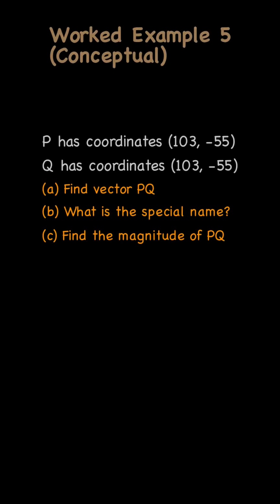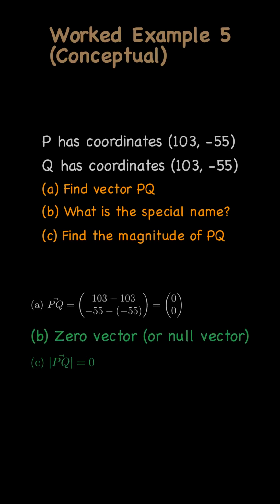Worked example 5. P has coordinates 103, negative 55. Q has the same coordinates 103, negative 55. Part A, find vector PQ. Part B, what is the special name of this vector? Part C, find its magnitude. Solution. Part A, PQ equals 103 minus 103, negative 55 minus negative 55, which is the column vector 0, 0. Part B, this is the zero vector, also called the null vector. Part C, the magnitude is 0. P and Q are the same point, so there is no displacement.